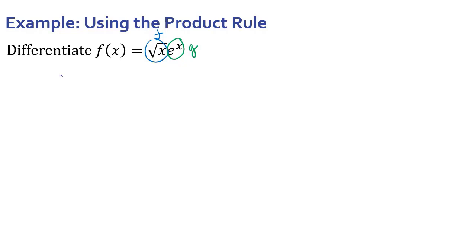So the derivative of the function with respect to x is going to be the first function times the derivative of the second function plus the second function times the derivative of the first function.